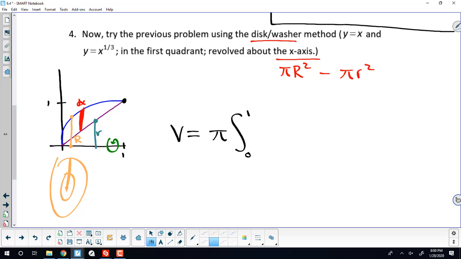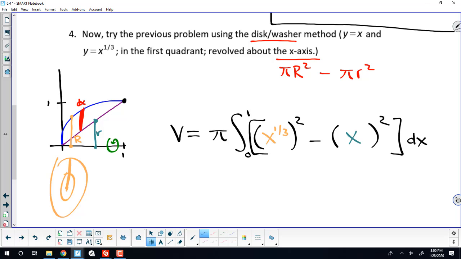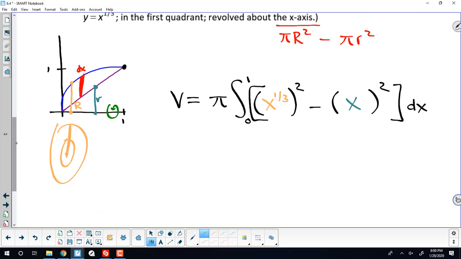Okay. So that's it. Our top minus bottom. That's our x to the 1/3. So there's the outer radius. Well, let me do it in the same color. There's our outer radius. We need to square that. And our inner radius is top minus bottom, x minus 0. Just x. So that's our setup. Anybody have any questions on the setup?